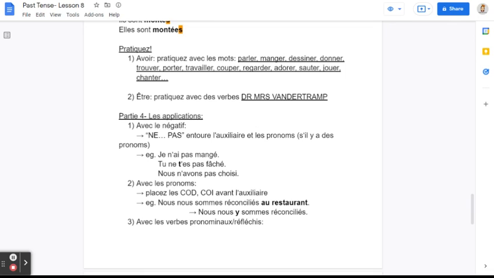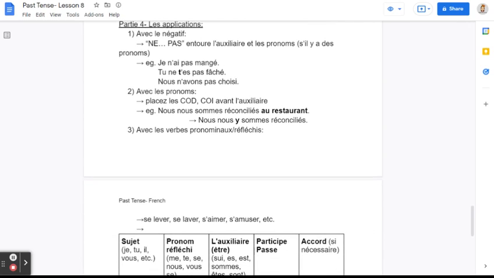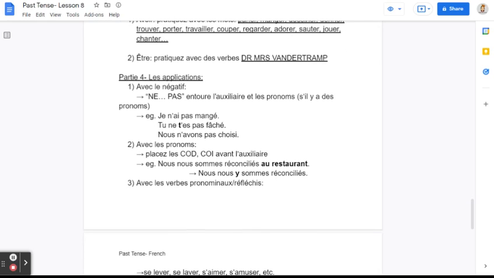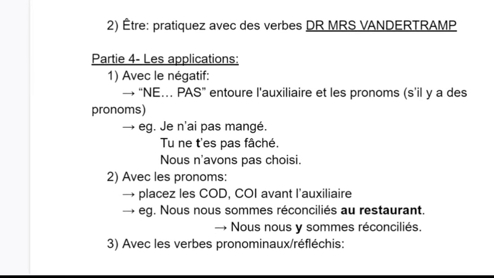But if you want to go one step ahead and just learn how to do passé composé with some things like negative and pronouns and so on, then we have part 4 here, les applications. So this is application kind of questions where we're applying the knowledge we just learned to things like negative, pronouns, and reflexive verbs. Starting with the negative, ne pas. The ne pas is just going to be like a regular passé composé sentence, but the ne pas is going to go around the auxiliary and the pronouns if there are pronouns.